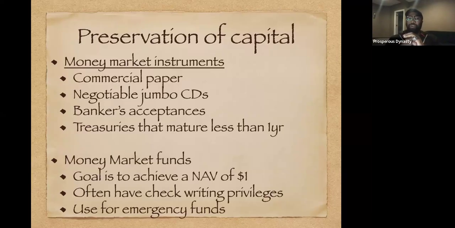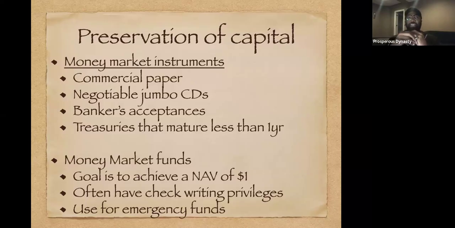So the 4 money market instruments, and you're going to see this come up over and over again: commercial paper, negotiable jumbo CDs, banker acceptances, and treasuries, right? So our bills, notes, and bonds that mature in less than a year. Those are going to be our 4 money market instruments. And then when we talk about actual funds, you're talking about money market funds.